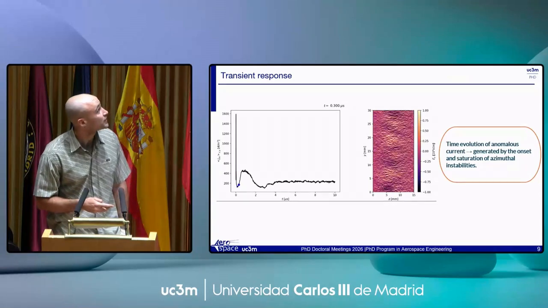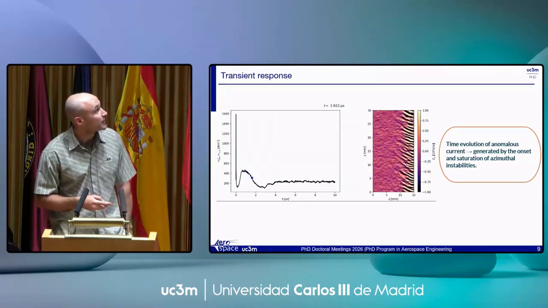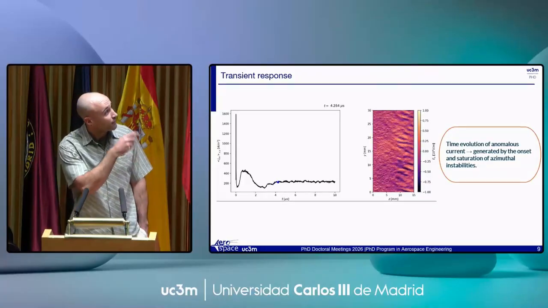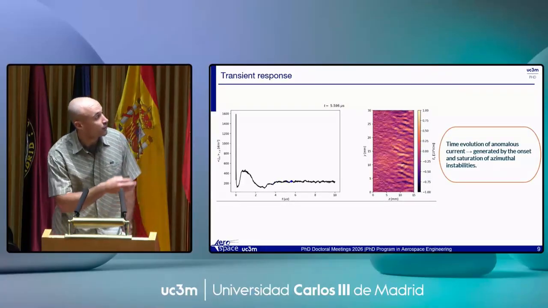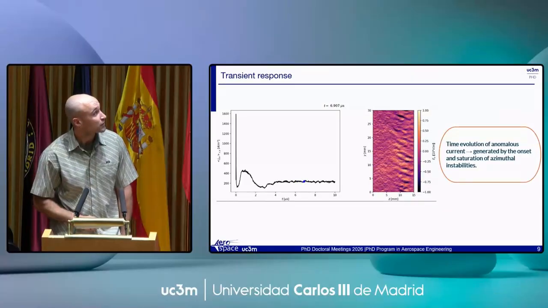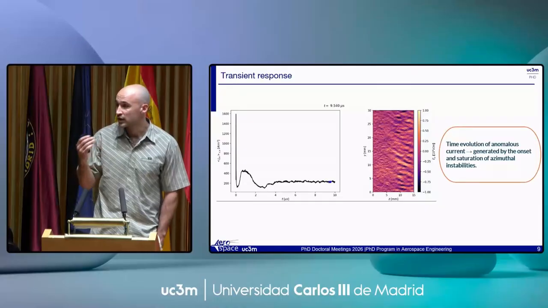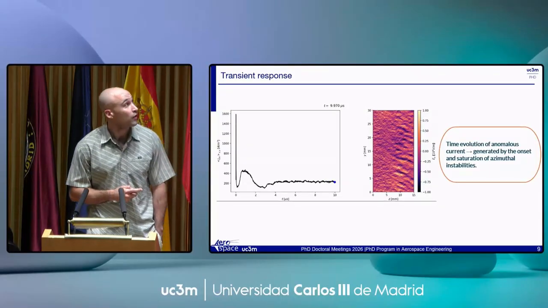So what you see here is that you start with an onset of those instabilities that appear, and then after 4 microseconds, more or less, you have consistent coherent structures from 5 to 15 millimeters of our domain that are maintaining over time, and it will generate a constant axial electron current on our domain.